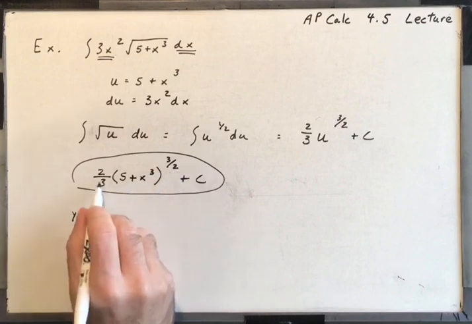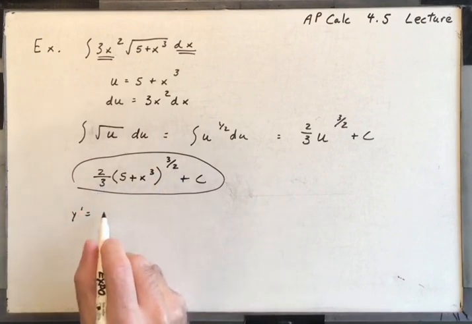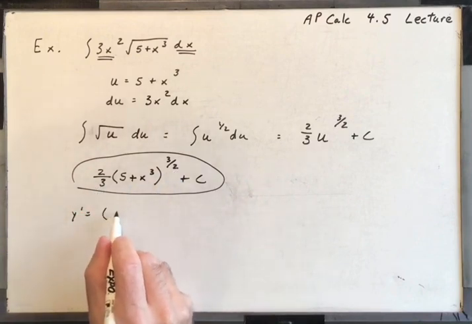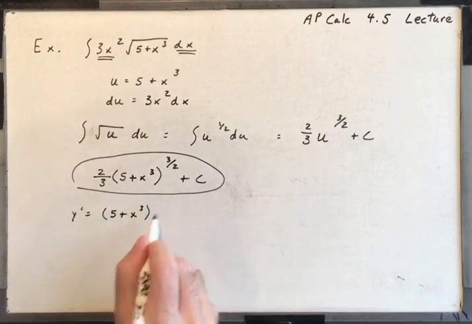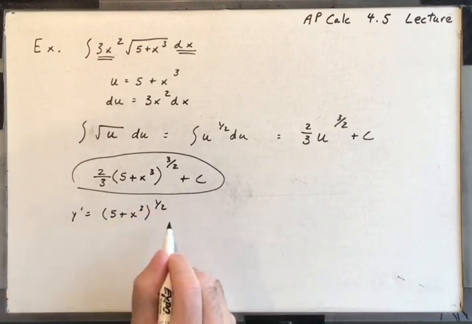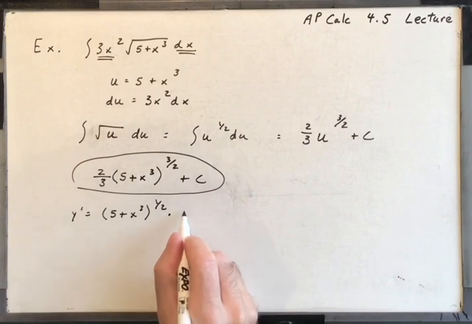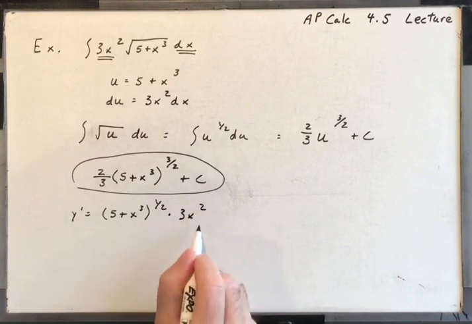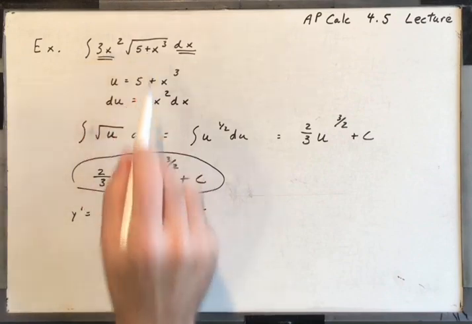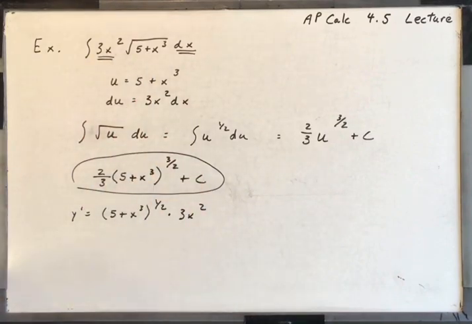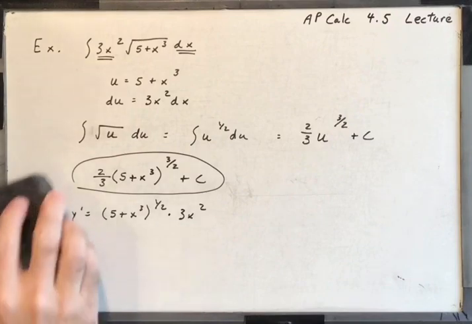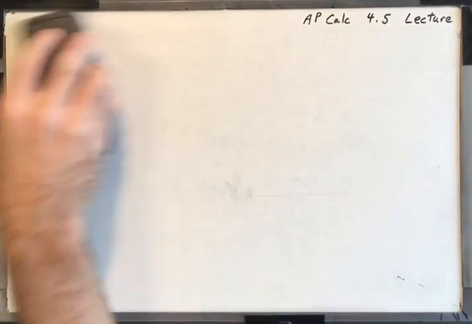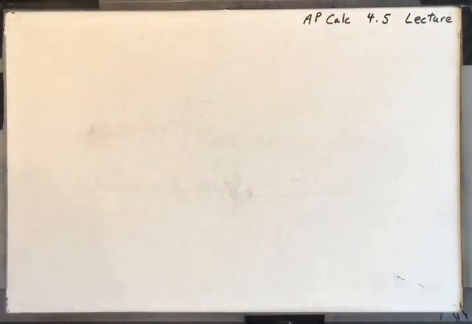3/2 times 2/3 would be 1. So it's going to be 5 plus x cubed to the 1/2 power times the derivative of the block, 3x squared. There you go. So you checked it. It worked. All right. Two more examples.